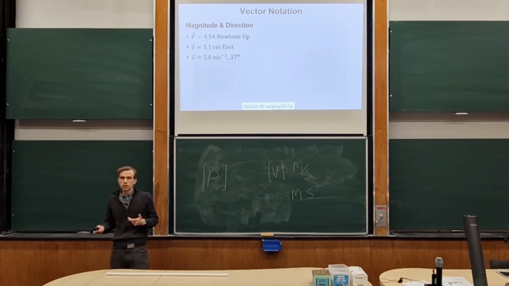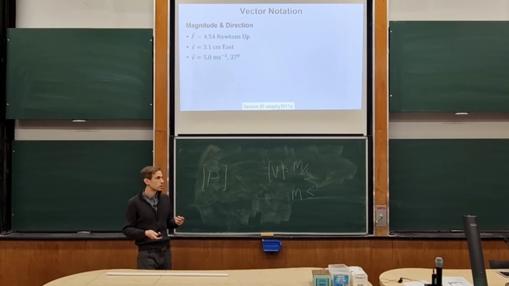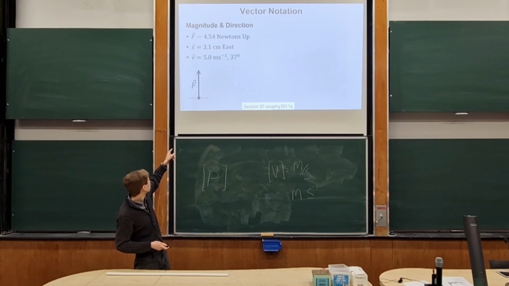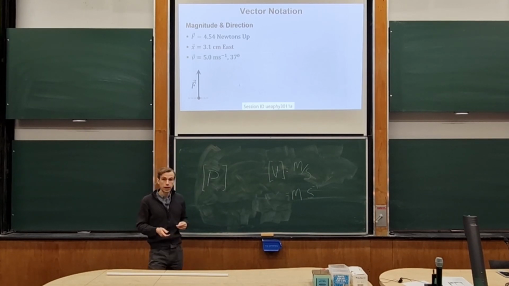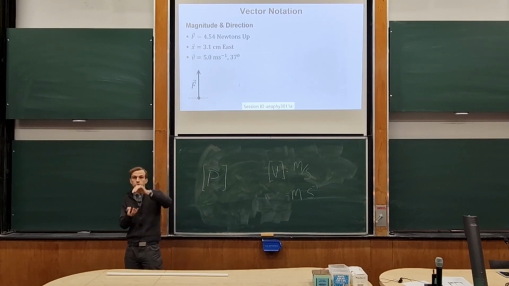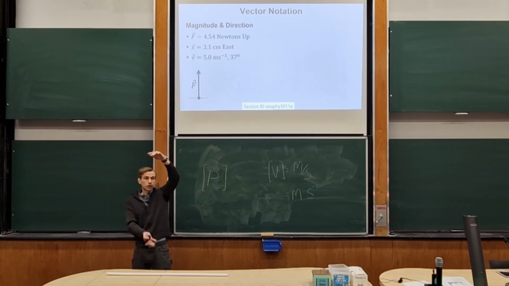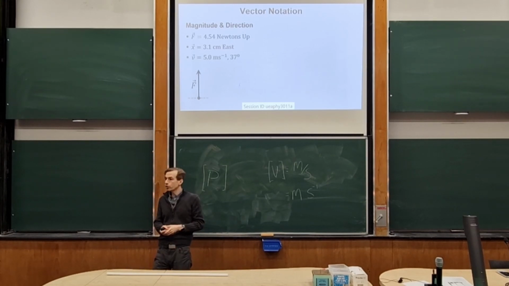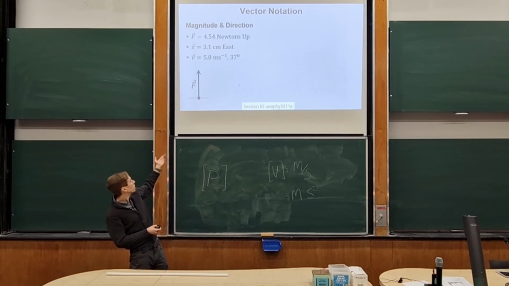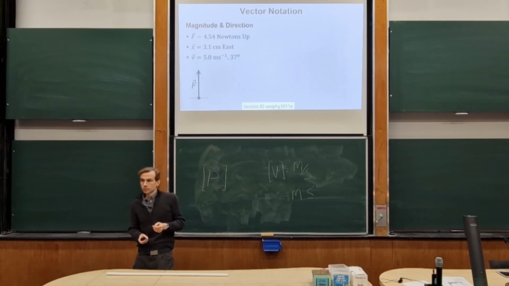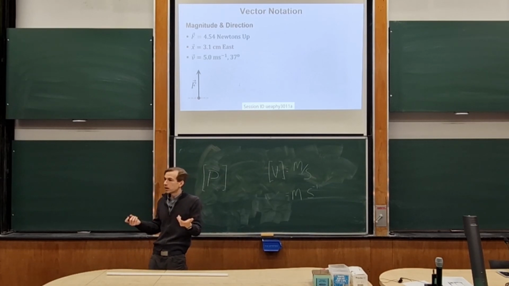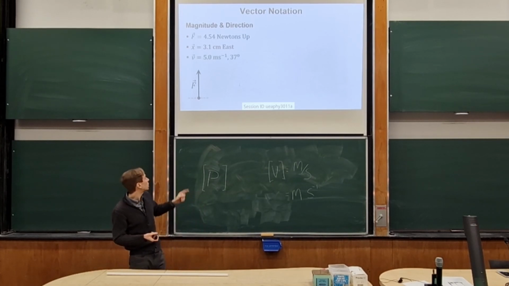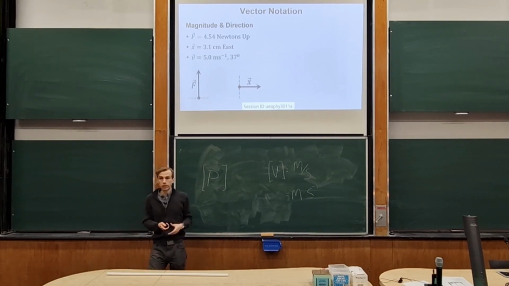Let's see what these vectors look like when we sketch them out. So that force going up there, you've just got the force. The magnitude of the force corresponds to how long the arrow is, and the direction just corresponds to whatever the angle is. So that's what our force might look like. What might that displacement vector look like? Well, it's 3 centimeters to the east, so maybe it might look something like that.